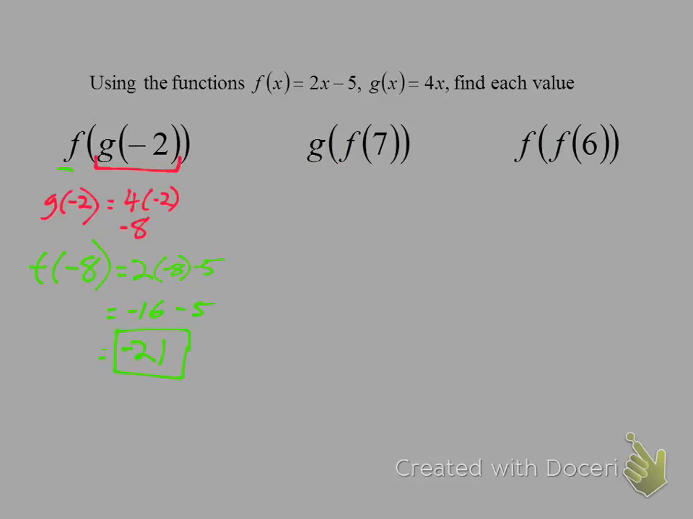Correct. That's totally interchangeable. So it's important to understand that you can just do these inside out. Start with your innermost letter and do that one first. So we're going to do f of 7 first on this one.